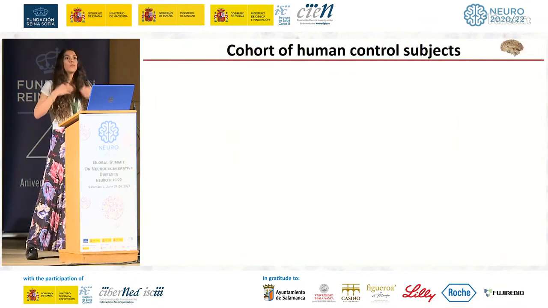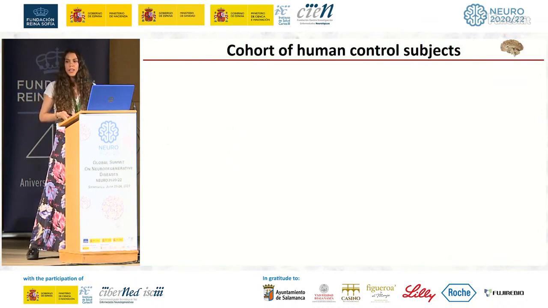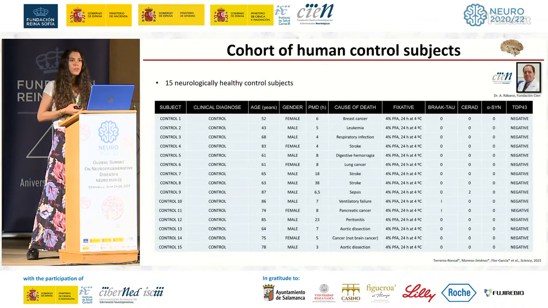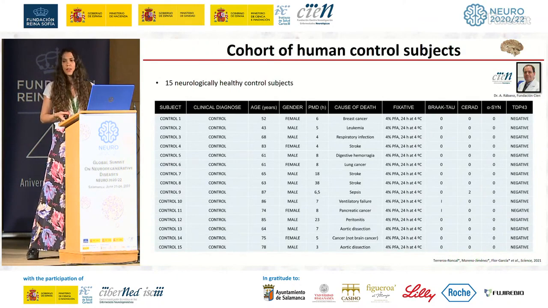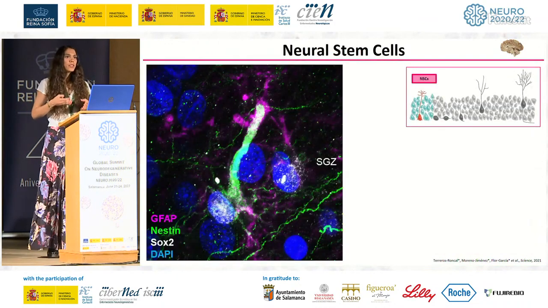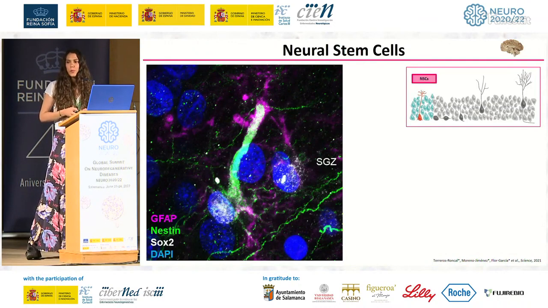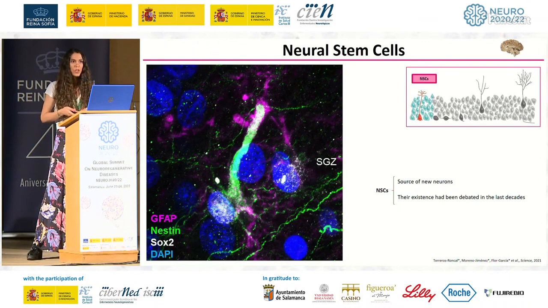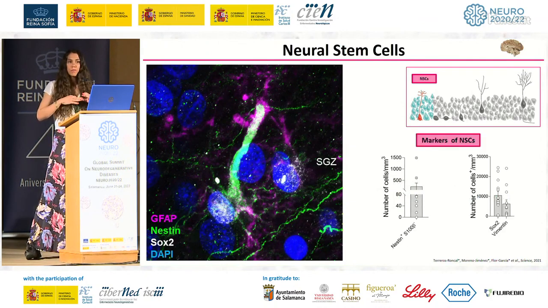So once we had set up the protocol to study adult hippocampal neurogenesis in humans, we wondered whether this process was similar to that in rodents. So with the help of Dr. Alberto Rábano, we studied a cohort of 15 neurologically healthy control subjects. Firstly, we focused on determining the presence of radial glia-like cells in the human dentate gyrus, because these cells are thought to be the source of new neurons, and their existence had been debated in the last decades. Using this modification in the protocol that I have previously mentioned, we were able to observe multiple markers validated in rodents, such as GFAP, nestin, SOX2, and vimentin. And these cells are predominantly located in the subgranular zone.